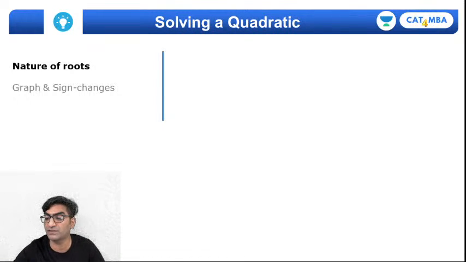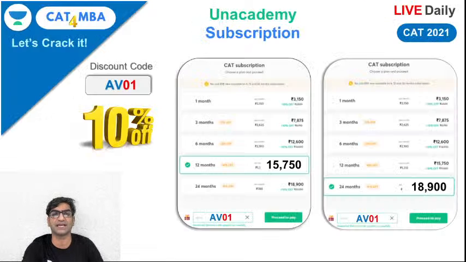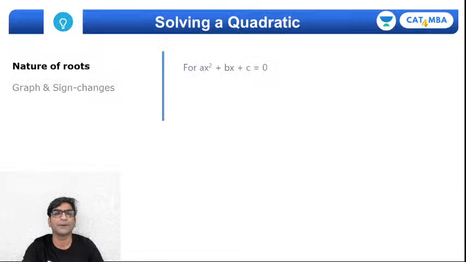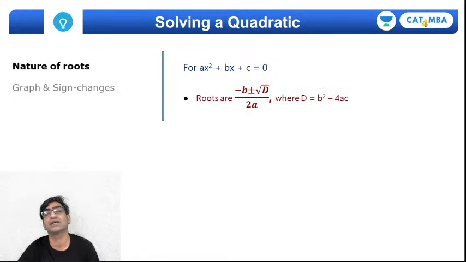Let's start with today's session: quadratic equations. We'll learn how to deal with the nature of roots, and then also how to deal with graphs and sign changes. To begin with, for a quadratic equation ax² + bx + c, I hope you remember what we learned yesterday: the discriminant method tells us the roots are (-b ± √D)/2a, where D is the discriminant, b² - 4ac.